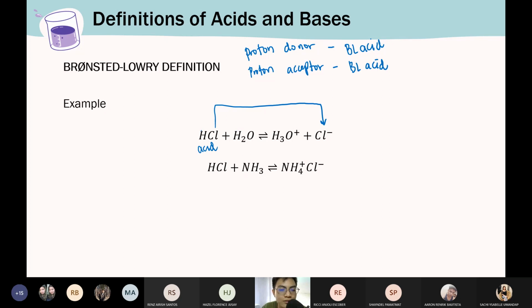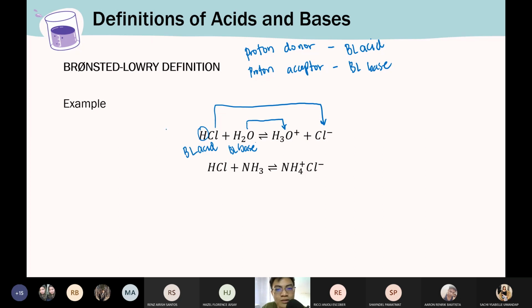So, kanino niya dinonate yung H? Kay H2O. So, if you look at H2O, yung H2O ngayon, nadagdagan siya ng H. So, meaning, it accepted the hydrogen. Sorry, mali ako dito. So, si H2O, nadagdagan siya ng hydrogen, meaning it accepted the proton. So, it is defined as the Bronsted-Lowry base. Okay? So, parang ganun lang ka-simple yung definition ni Bronsted-Lowry.